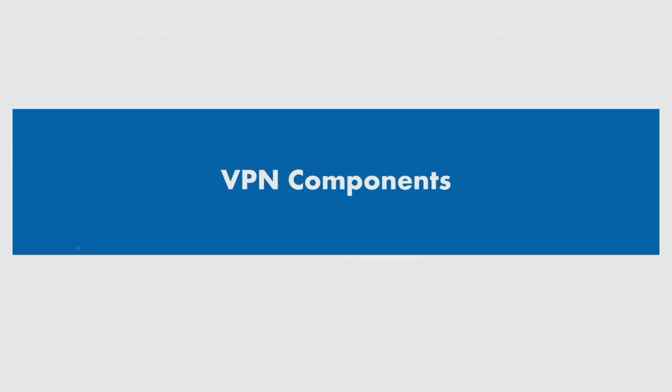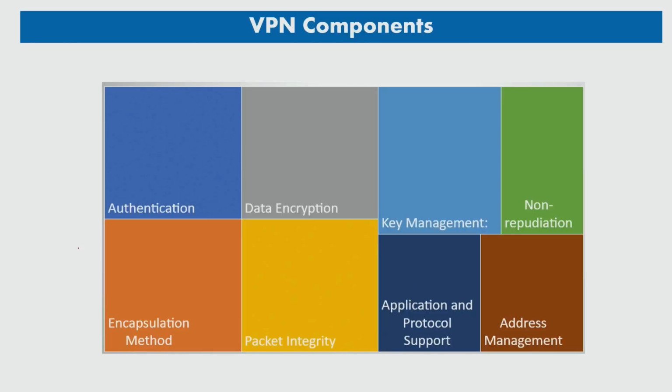Okay, let's now talk about VPN components. A VPN implementation usually includes a number of important components, but not all of these components will be included in every VPN implementation. You might not need all of them depending on your security policy requirements, and you'll need to look at the security policy to see which VPN implementations have the components needed to meet the policy's requirements. So here, the following will be included in the VPN implementation. The first one is authentication.